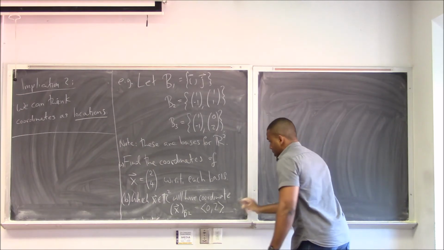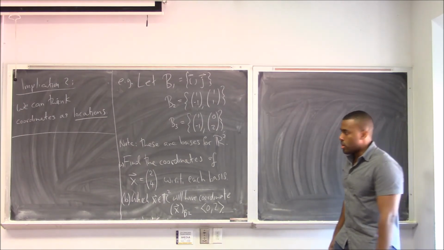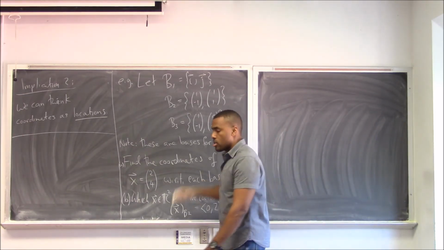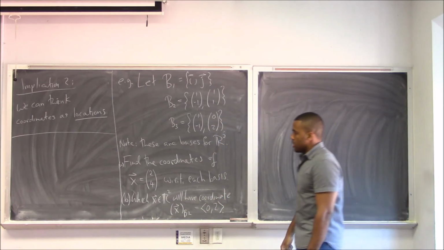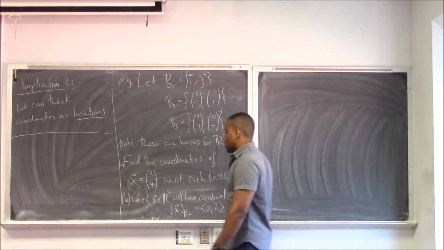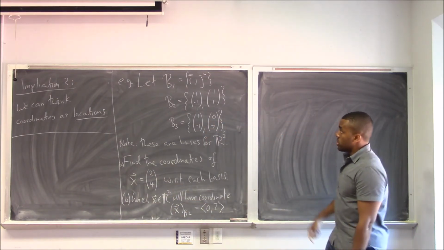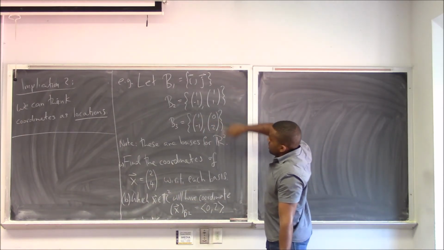So let's say that was a question. Consider our vector space to be R2 with the standard operations, and I give you a random coordinate in R2, (2, 4). Find its coordinate with respect to each of these bases.